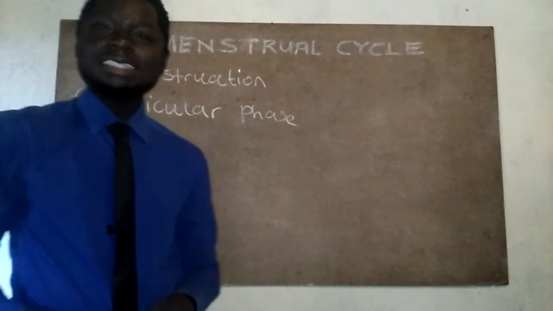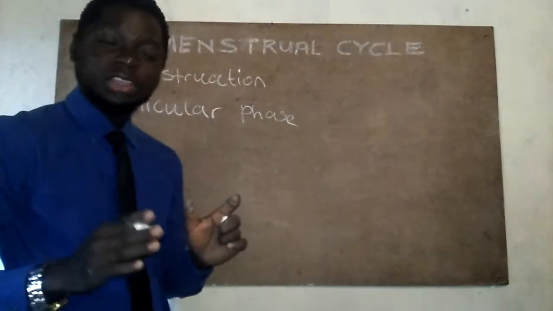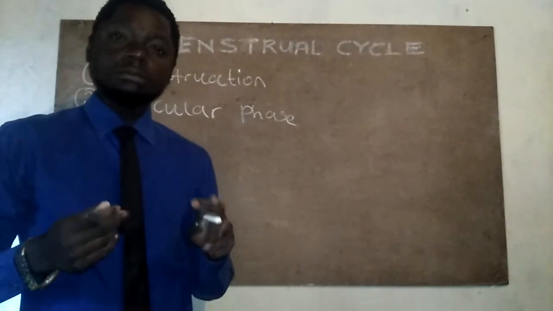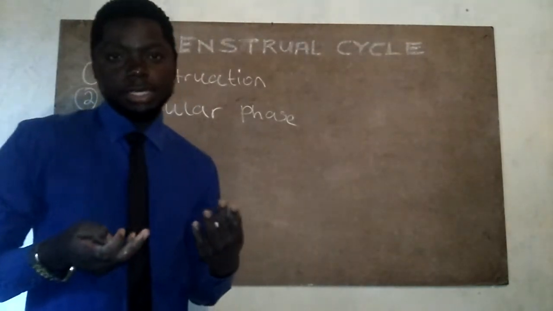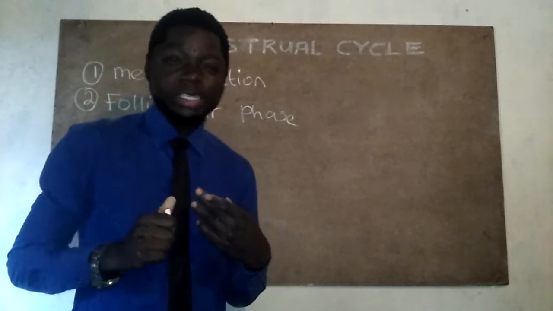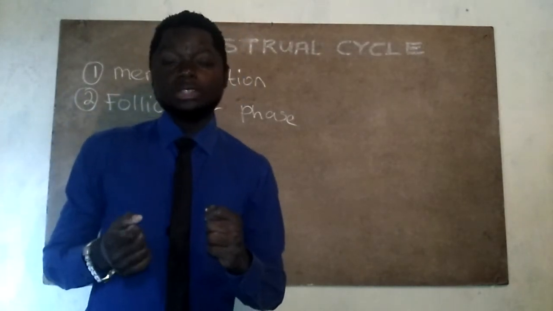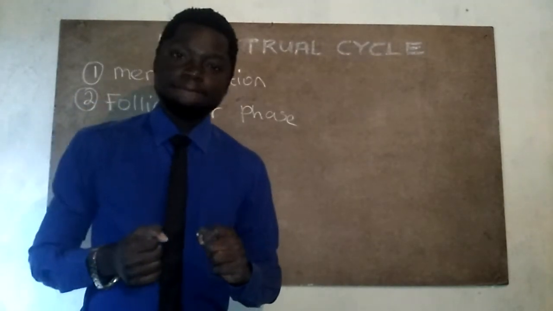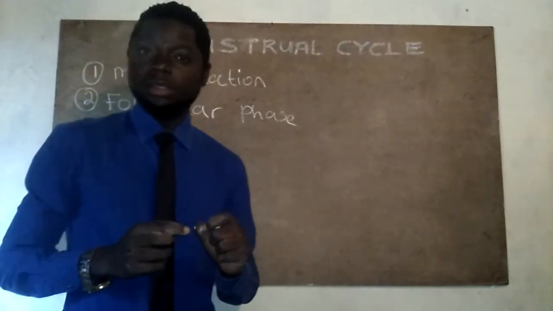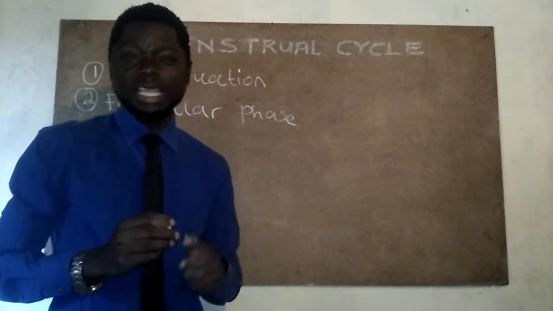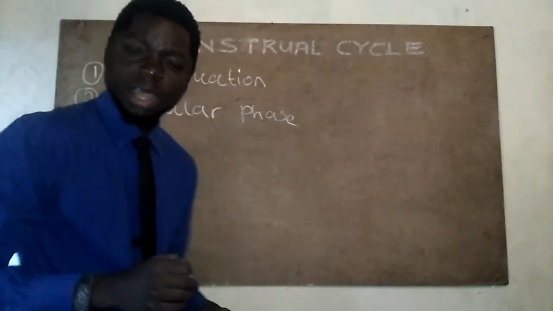Now, as the name suggests, the follicular phase is only dealing with one type of hormone, and that hormone which is regulating the follicular phase is the follicle stimulating hormone. That's the reason why it's called the follicular phase. To begin with, we are going to go directly into the ovaries so that we get an understanding of how this is happening.